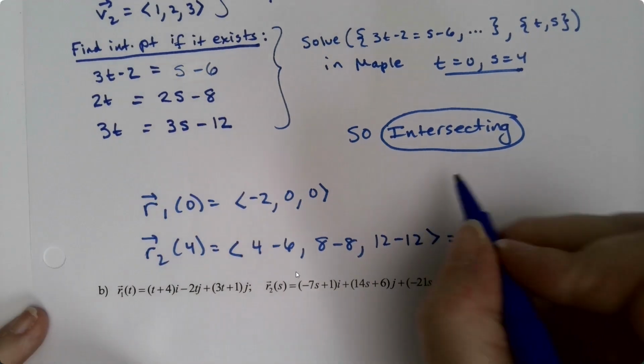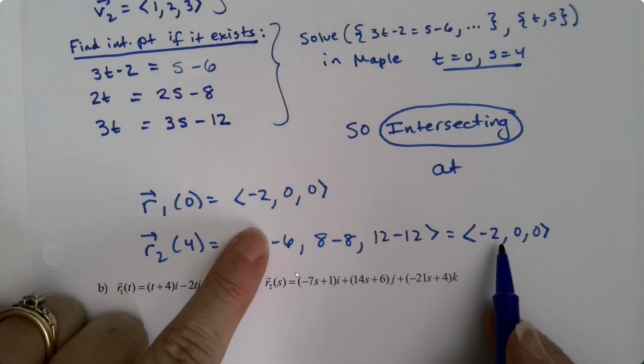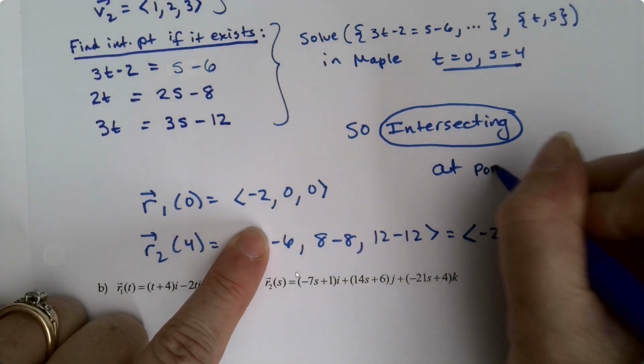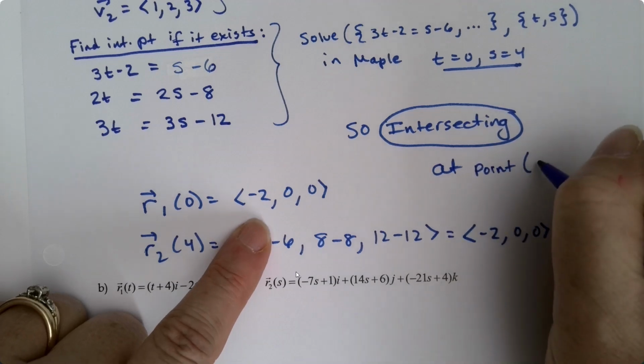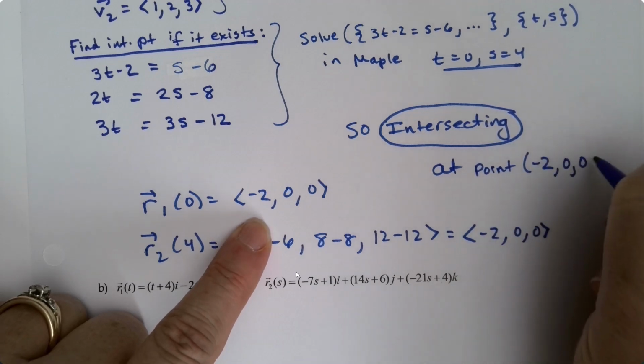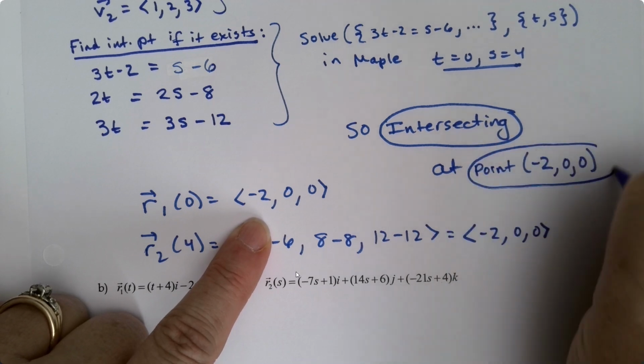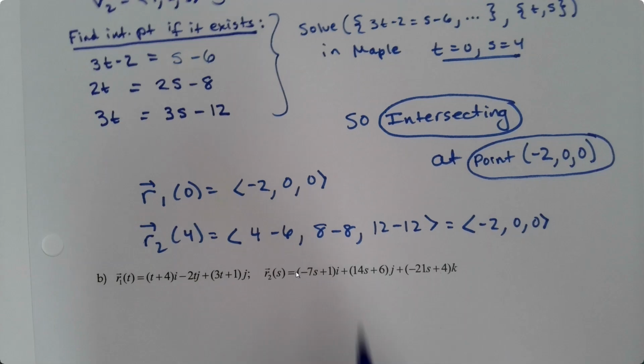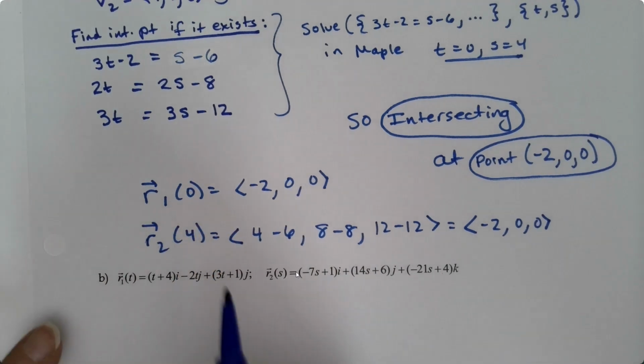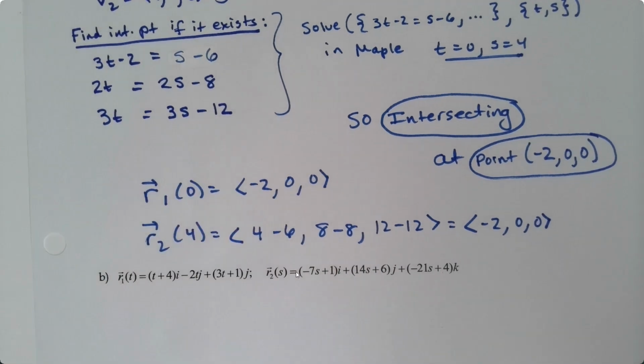It's going to be intersecting at, now these are vectors. The point would not be in vector notation. It would be parentheses -2, 0, 0. So these are vector forms of that point. They're really from the origin to that point.